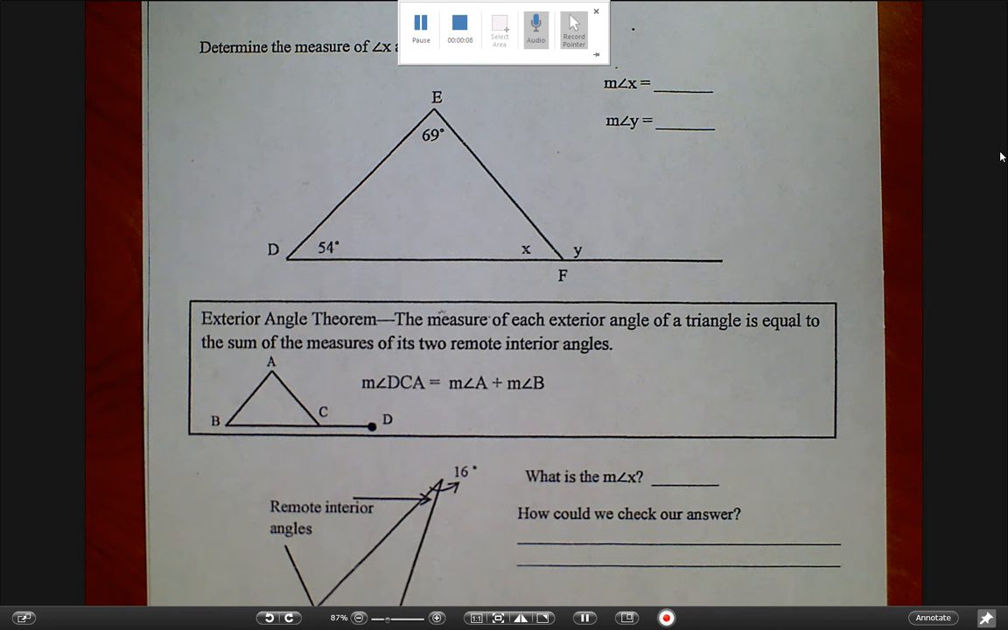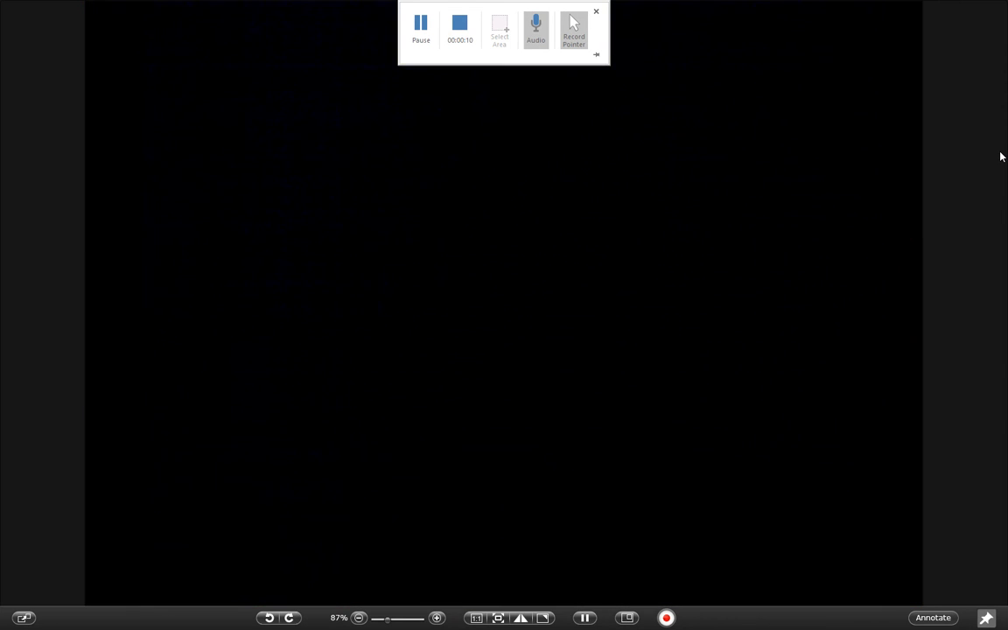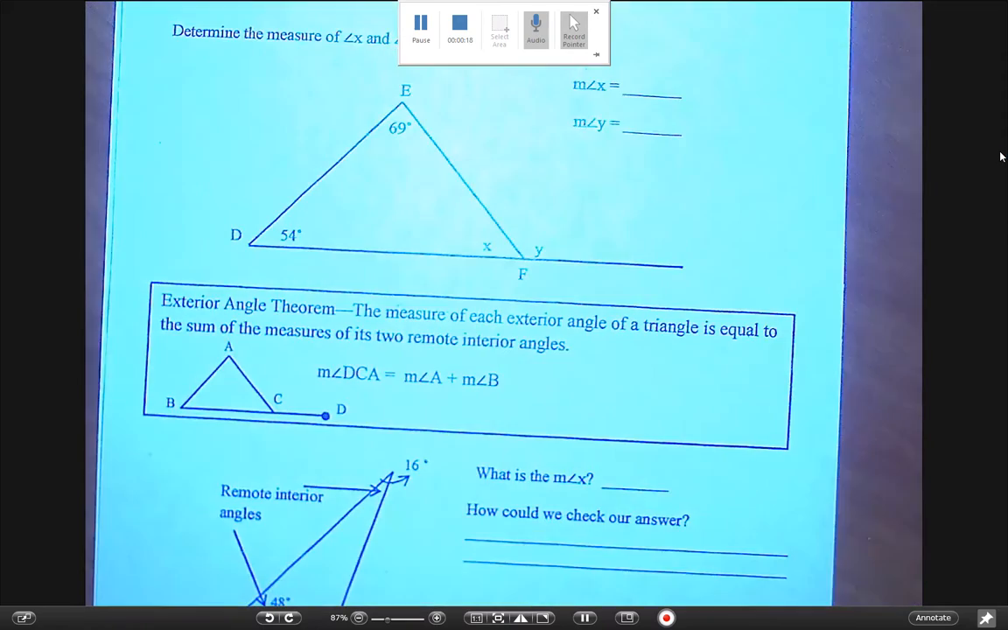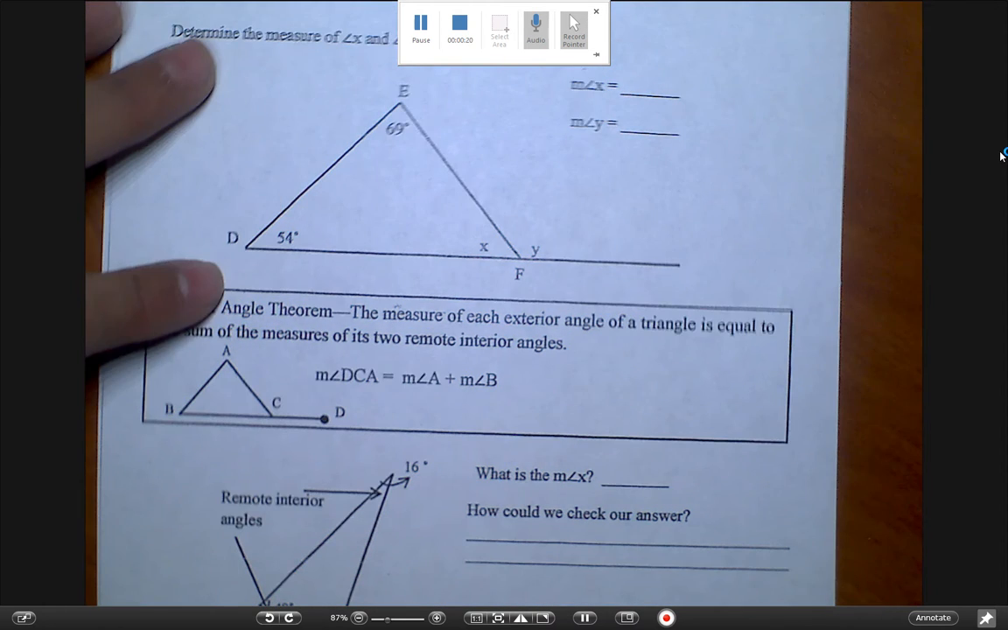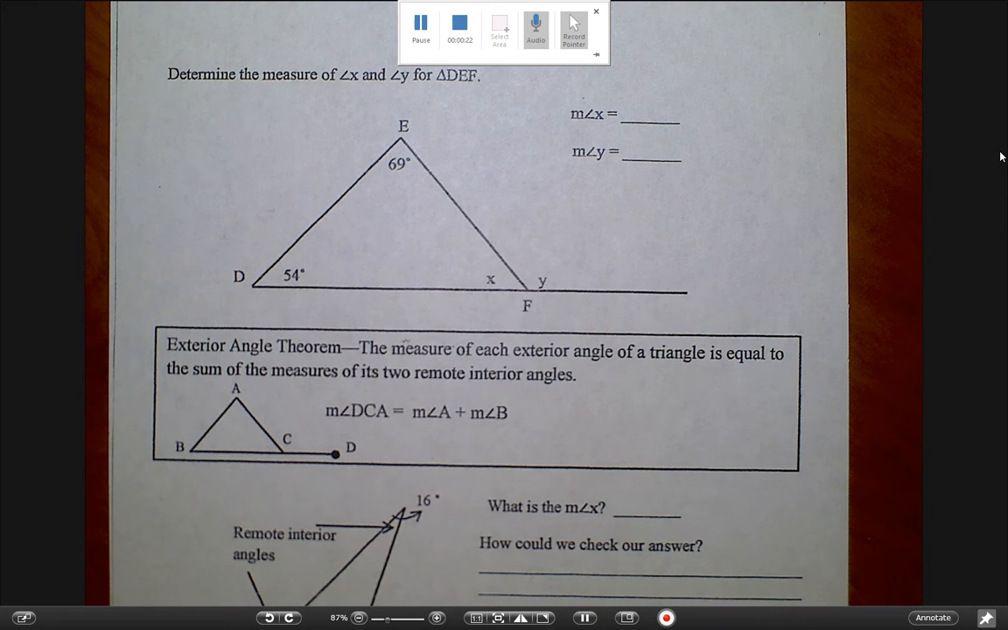So, for these problems, I forgot to turn the thingy on. I know, right? Okay, there we go. Alright, so let's take a look.